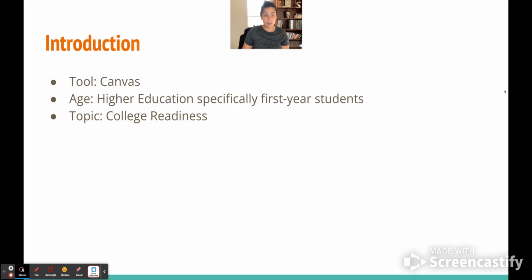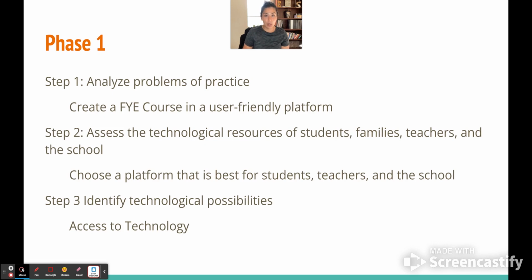So let's begin by getting a little introduction of the tool that I'm going to be talking about throughout the presentation. I'm talking about Canvas, the Learning Management System, LMS. It's targeted to higher education, specifically first year students in college, and the topic is college readiness. So the TTIPP model is broken into three different phases. Phase one, step one, we have to analyze the problem or identify the problem.